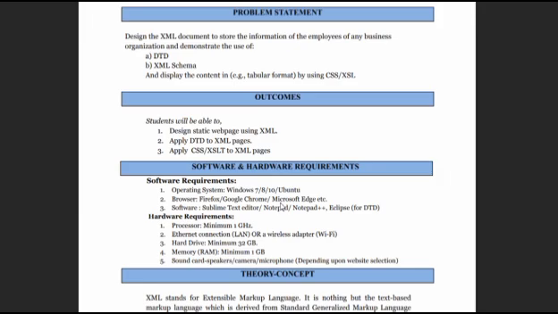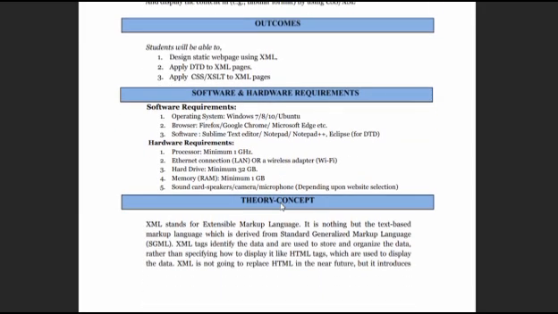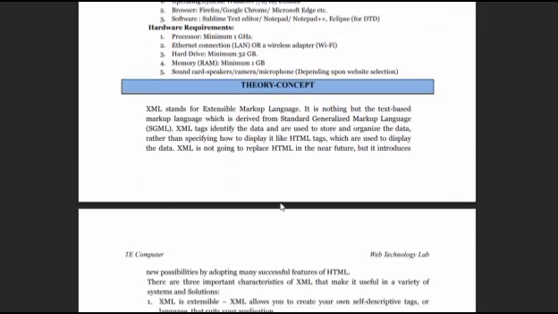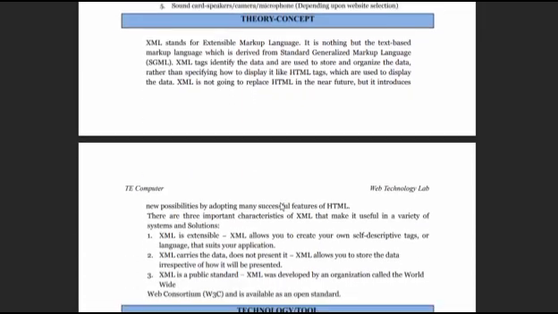So what is XML? Basically XML stands for Extensible Markup Language. It is a text-based markup language derived from SGML. Unlike HTML, which defines how data is displayed, XML is designed to store and transport data. So the three major characteristics of XML are: it is extensible, meaning you can create your own tags; it carries data, it doesn't display it; and it is a public standard created by the W3C.